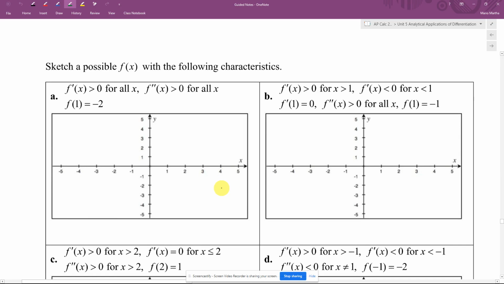So now we're looking at sketching again the possible graph for f of x with the following characteristics. We're looking at f prime of x is greater than 0 for all x, and then f double prime of x is greater than 0 for all x as well. And then we're given a point which is part of the function, f of 1 equals negative 2. So remember, according to the derivative test, right?